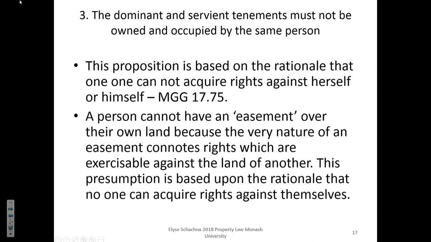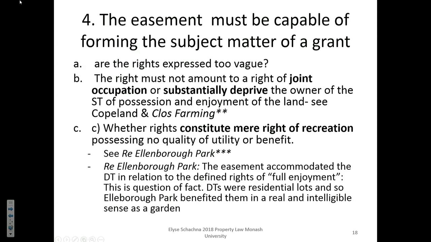So a person can't have an easement over their own land because the very nature of an easement connotes rights which are exercisable against the land of another. This presumption is based on the rationale that no one can acquire rights against themselves. So it's just a common sense approach. So that's elements 1 and 3. We've covered 2, and 4 is probably our biggest one that we need to consider and look at.